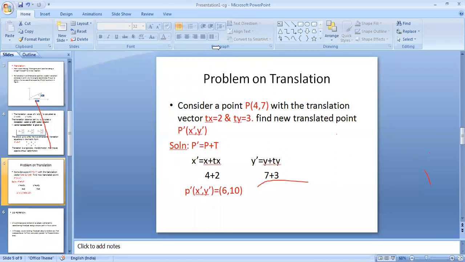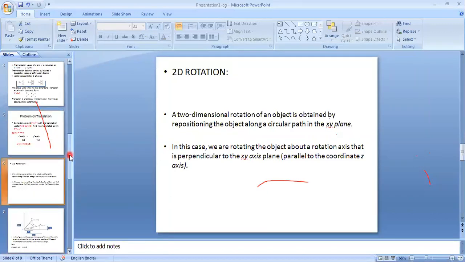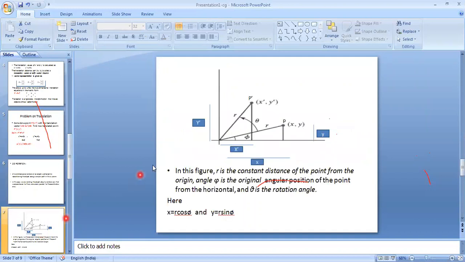So next, we will be seeing how to rotate an object from one position to another position. So the next concept is 2D rotation, how to rotate an object. A two-dimensional rotation of an object is obtained by repositioning the object along a circular path in the xy plane. So what do we mean by the rotation that we are dealing with here?